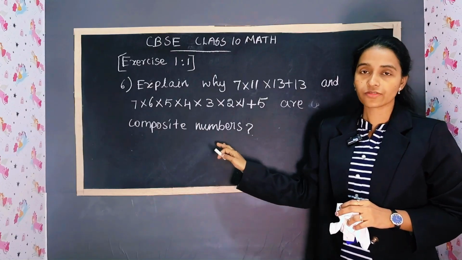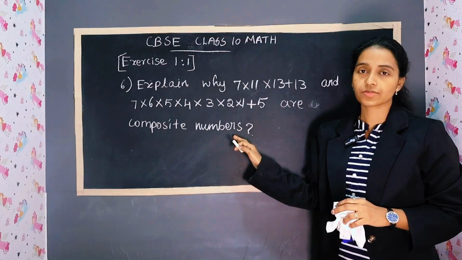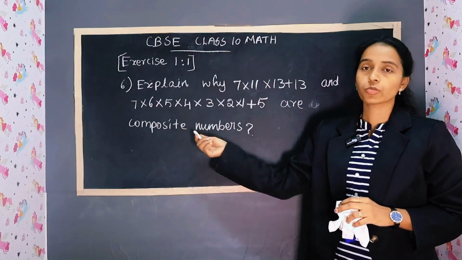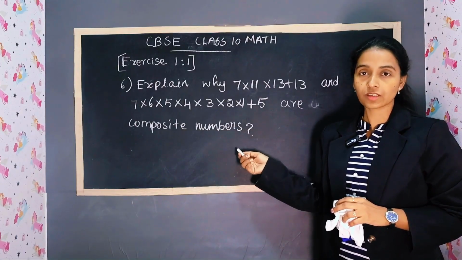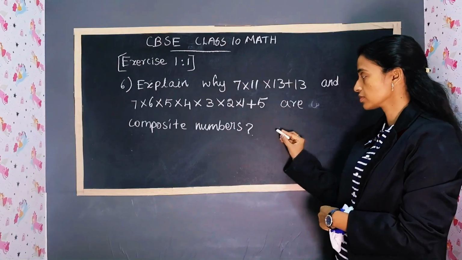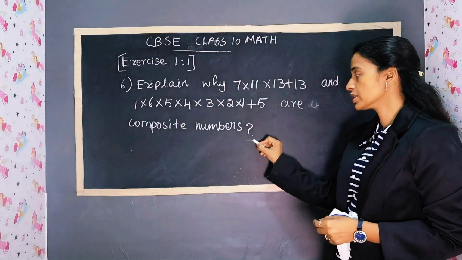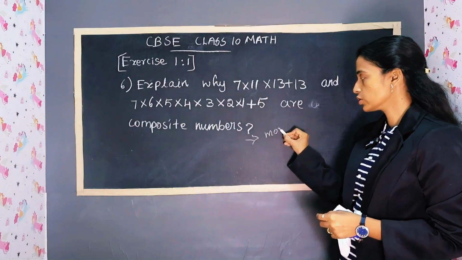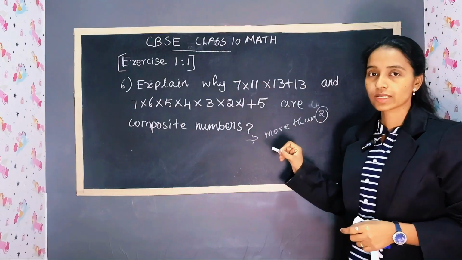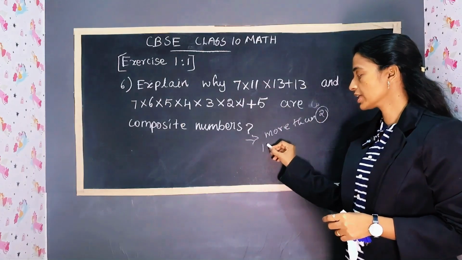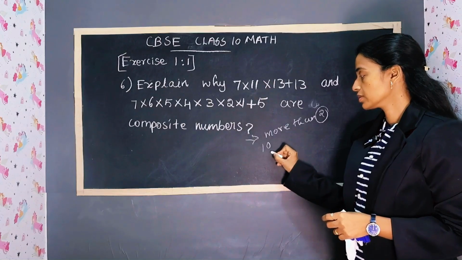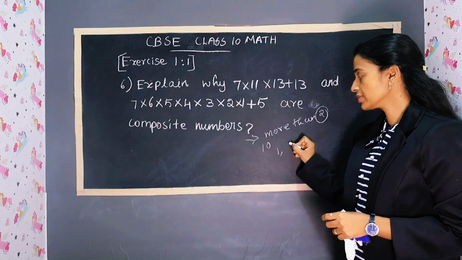For this problem, we have to know the concept of composite numbers. Already we had learned about this in previous classes. What are composite numbers? Composite numbers are the numbers which have more than two factors. For example, if you are taking number 10, the factors would be 1 comma.